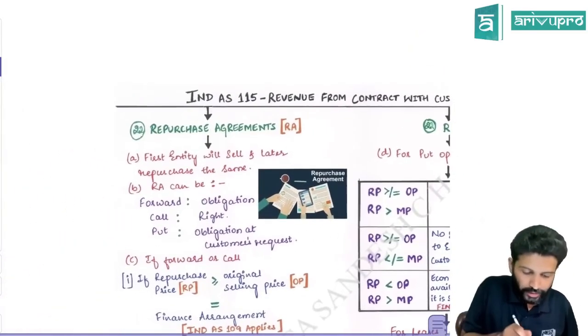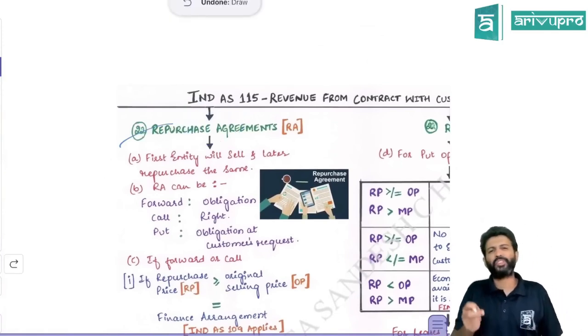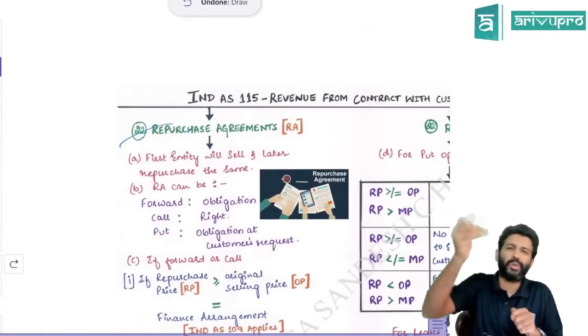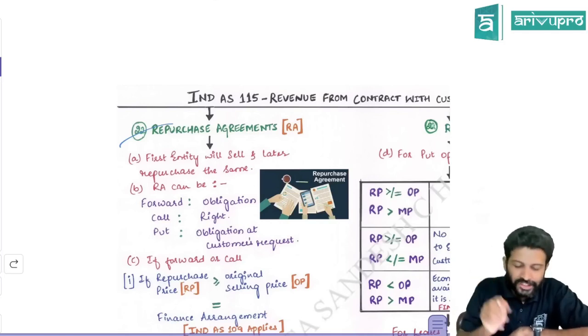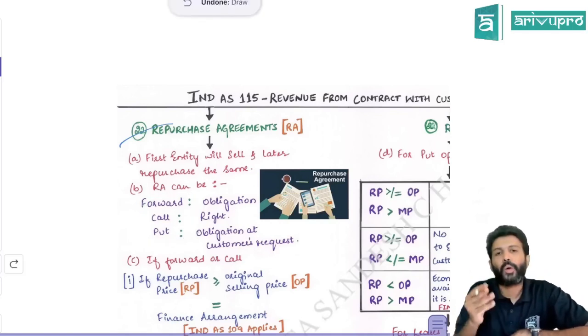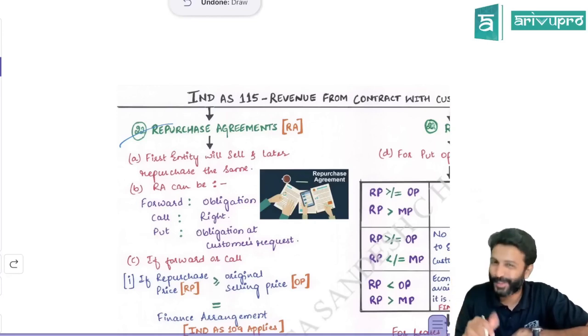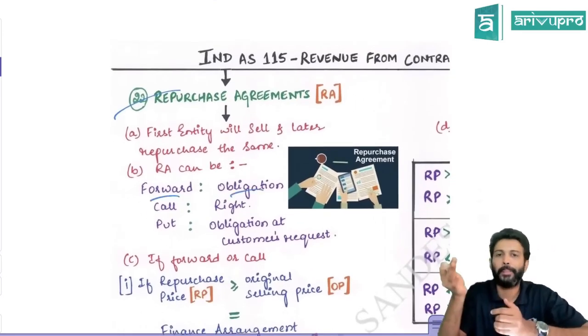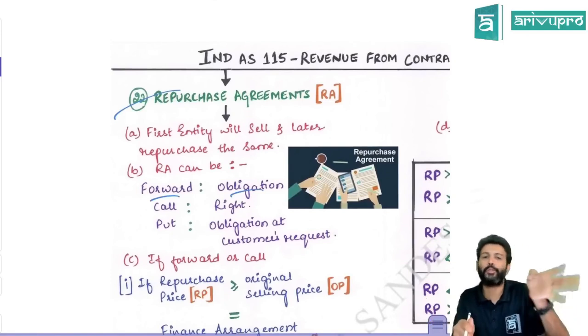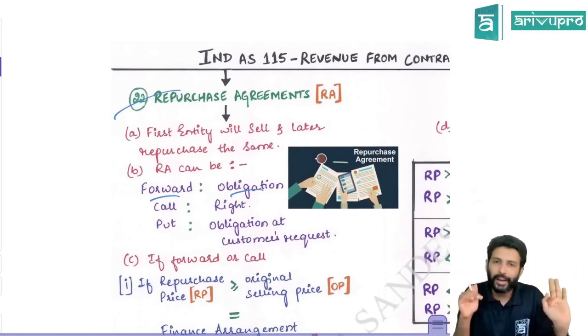Okay, the next one is repurchase agreements. May not be that important, so quickly I'll tell. Repurchase agreement means first you will sell and then you will repurchase. It's like a sale and lease back. So these repurchase agreements can come in 3 forms: forward, call, and put. This is not your SFM forward, call, put. Forward means the entity has an obligation to purchase. They cannot escape from it. They have to buy it back. First they sell and then they'll buy it back.